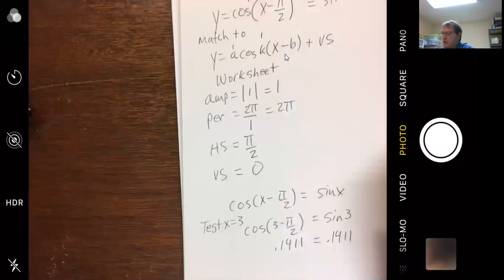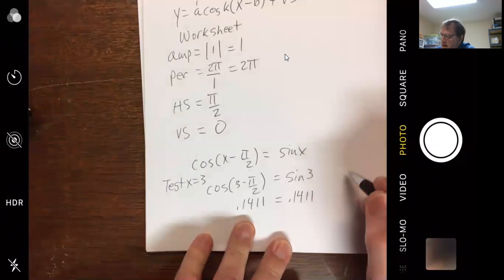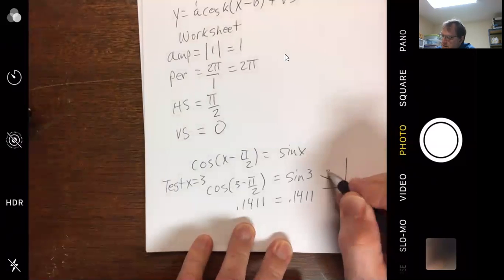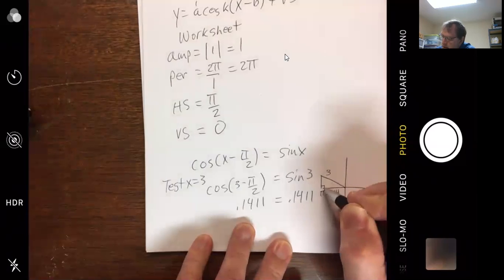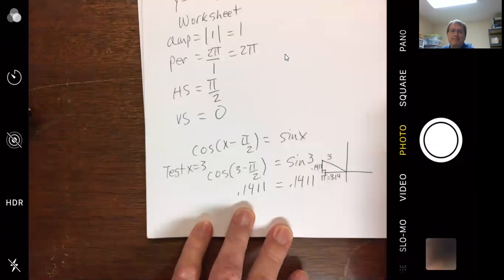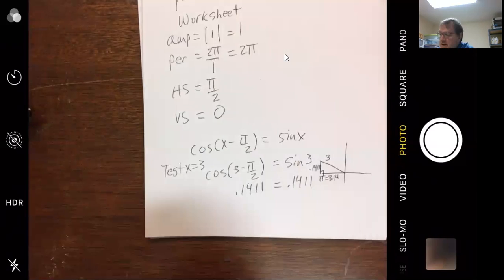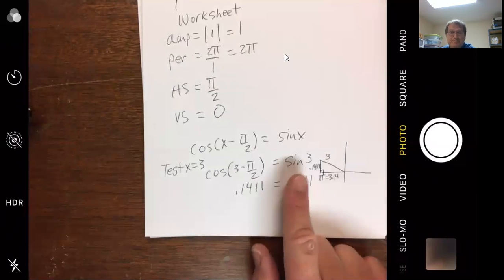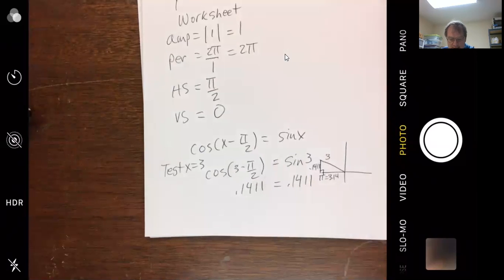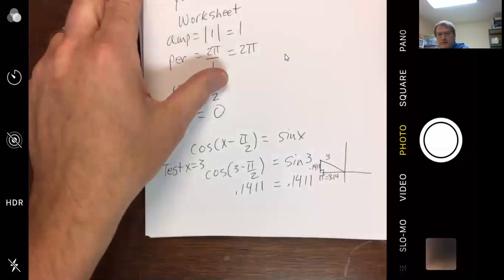Remember what the 0.141 was. You can see it easier from the sine of 3. You're at 3 radians. This is pi at 3.14. The y coordinate is 0.1411. And you can get it from cosine shifted back, shifted right pi over 2, or you can get it from a straight sine. That is absolutely fascinating to me. It may not be fascinating to thee.